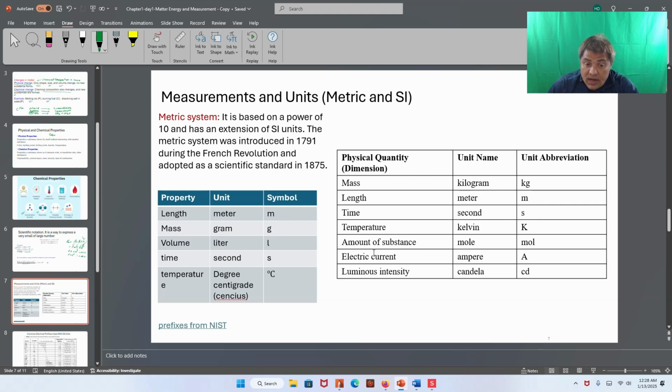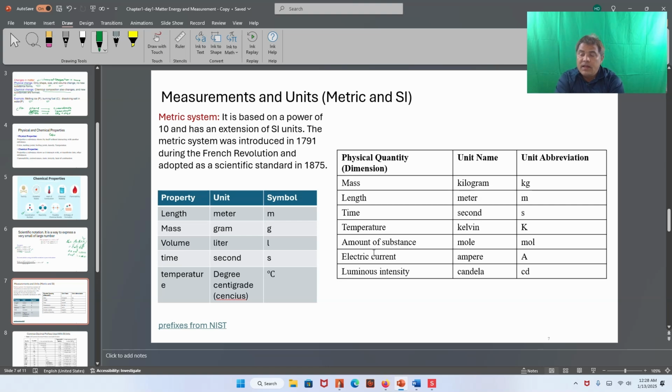Also, in the case of SI units, there is an additional one, the mole. Amount of substance is measured in the mole. You will learn later on what a mole is. Mole is basically the unit for the amount of substance equivalent to the number of atoms in 12 gram of carbon, that is, 6.02 times 10 to the power 23 units.